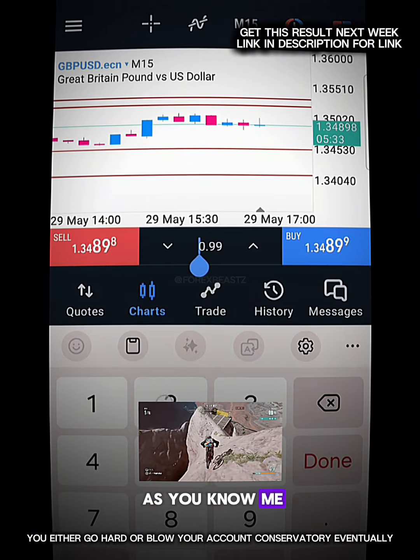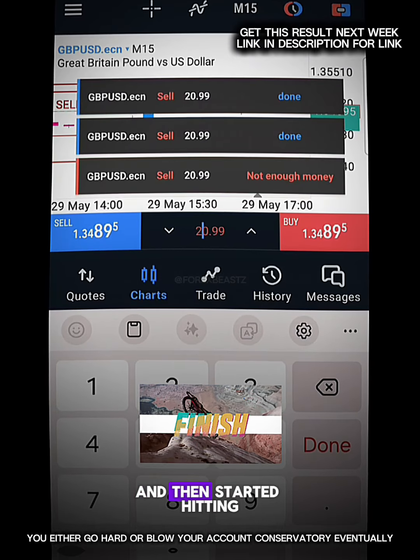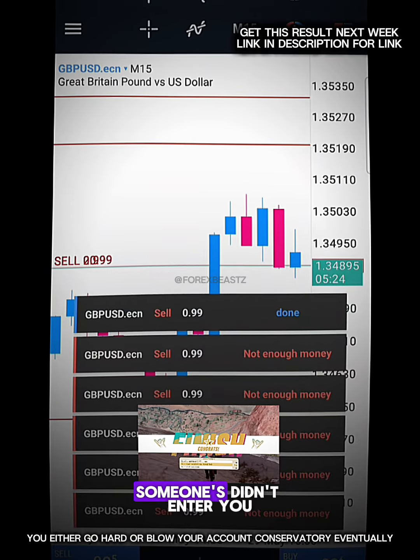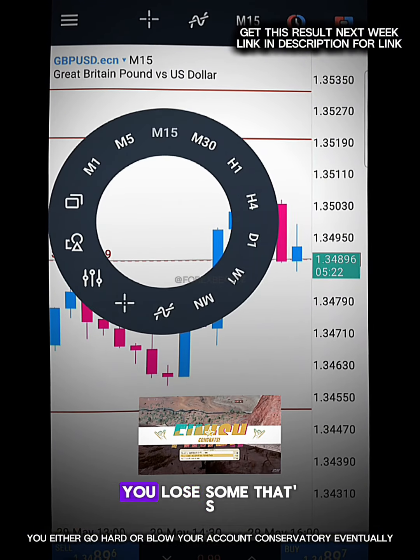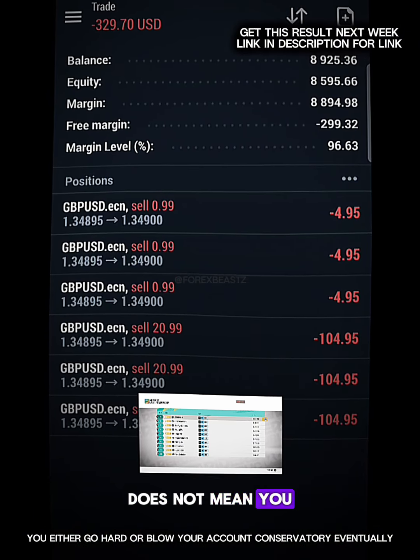So as you know me, I started hitting this sell. I increased the lot size to 20 and then started hitting. You win some, you lose some. That's the game. If you don't lose today, it does not mean you are not going to lose tomorrow.